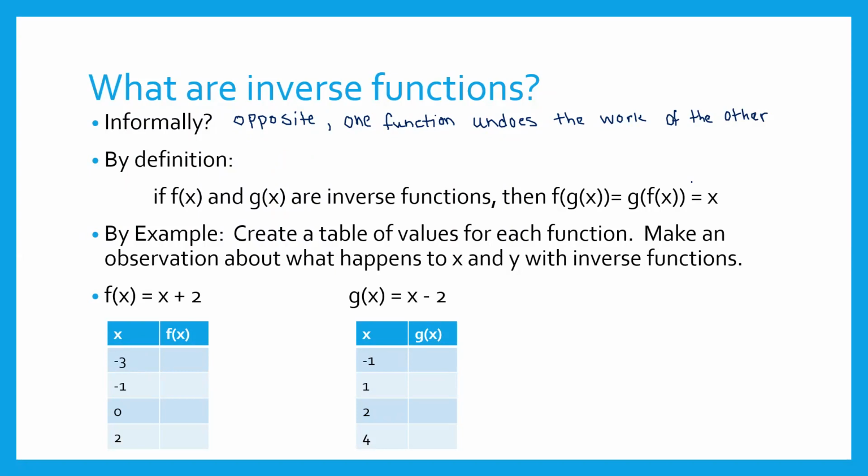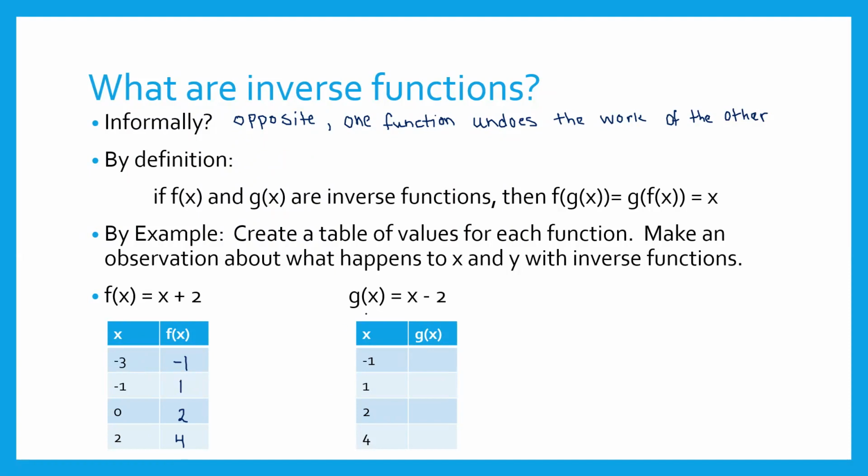So we're going to create a table of values for each function, and then we're just going to look at how they work. For this first function, f of x, our function rule is to take the x value and add 2. So -3 plus 2 is -1. -1 plus 2 is 1. 0 plus 2 is 2. And 2 plus 2 is 4.